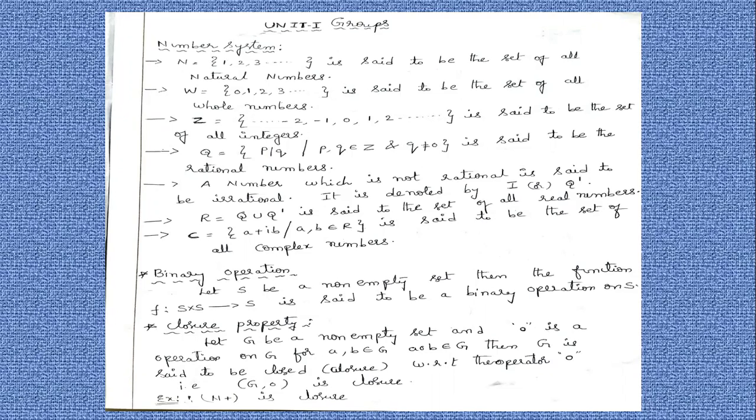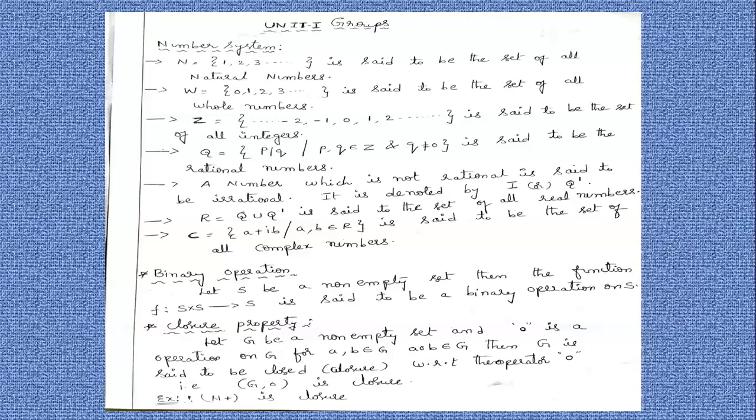Next is integers, denoted by Z. Z equals the set from minus infinity to plus infinity, that is {..., -2, -1, 0, 1, 2, 3, ...}, the set of all integers. Positive integers, denoted by Z plus, are 1, 2, 3, and so on to infinity. Negative integers are denoted by Z minus, where we take the elements from minus infinity to 0, that is ..., -2, -1, 0.